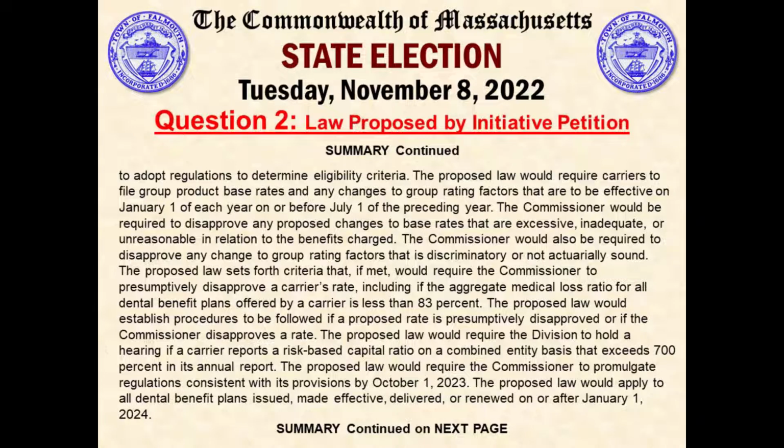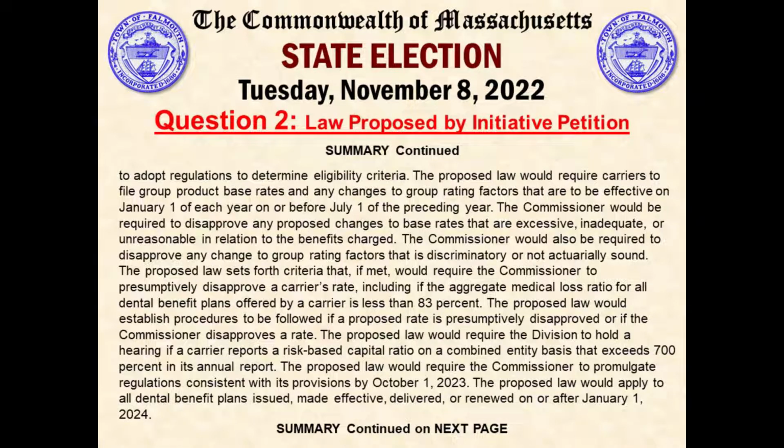The Commissioner would also be required to disapprove any change to group rating factors that is discriminatory or not actuarially sound. The proposed law sets forth criteria that, if met, would require the Commissioner to presumptively disapprove a carrier's rate, including if the aggregate medical loss ratio for all dental benefit plans offered by a carrier is less than 83%.